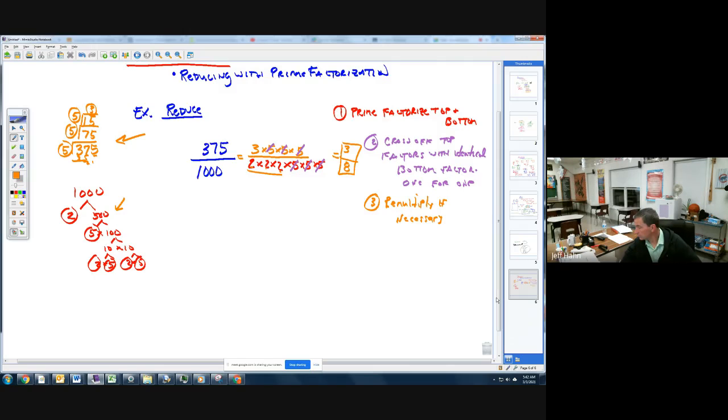For example, let's do another one here. What if it was 48 over 400? If it tells you you need to do it this way, you need to do it that way. You can't just reduce it any old way, because they were very specific about it. So we need to prime factorize 48.